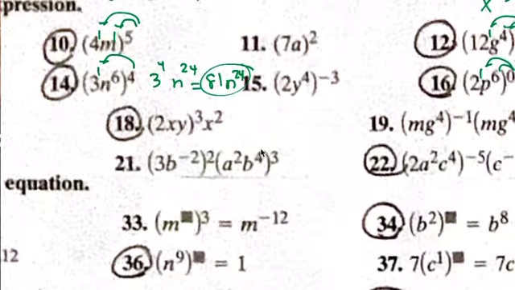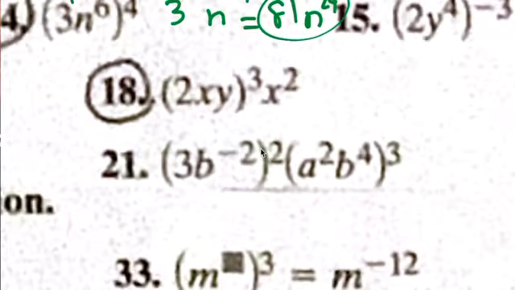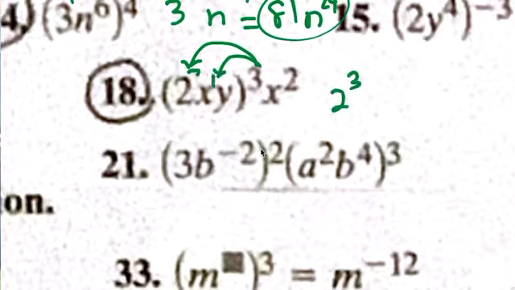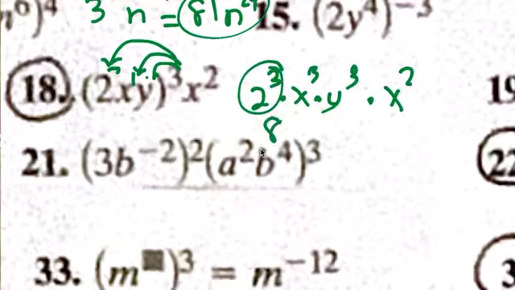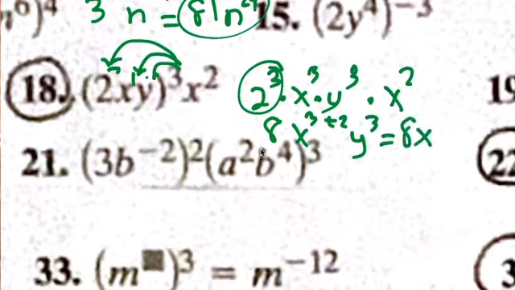Number 18, distribute this here. So that's 2 to the third. Distribute that there, x to the third. Distribute there, y to the third. And that's x to the second. So your answer is 8, and then x to the third times x to the second, so you get 8x to the fifth power and y to the third.